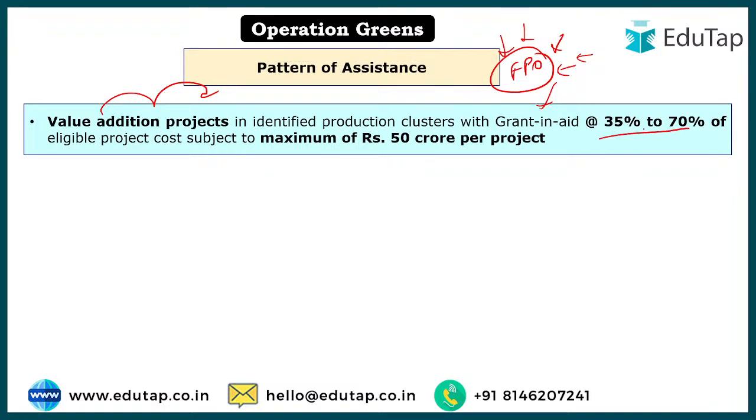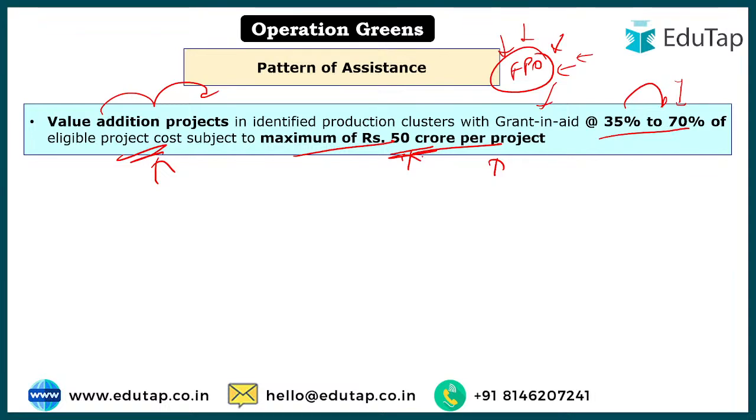The range of grant-in-aid is 35 to 70%, and there is a maximum cap also of 50 crore per project, right? Because for example, if my project is 100 crore, then 70% of that would be very much for the government to bear, right? So that is why the government has said that 35 to 70% of the eligible project cost, the government will bear, right? Government will provide the assistance. However, there is a cap that per project the maximum which the government can help is 50 crore. Okay, I hope there is clarity.